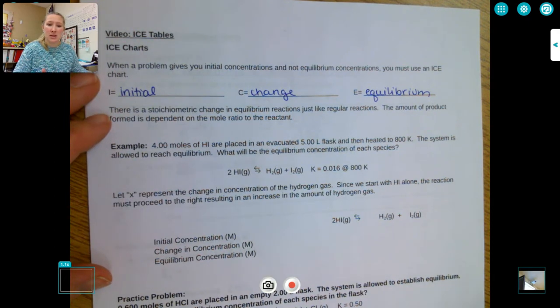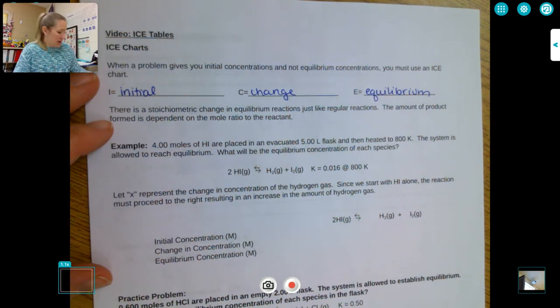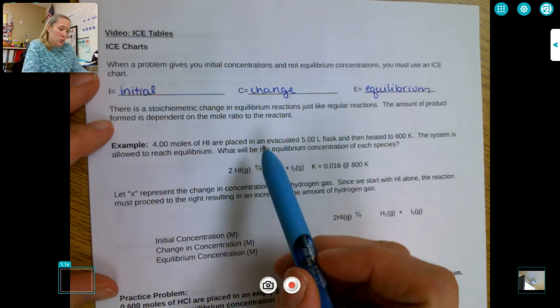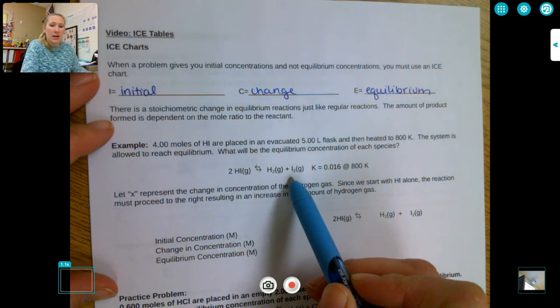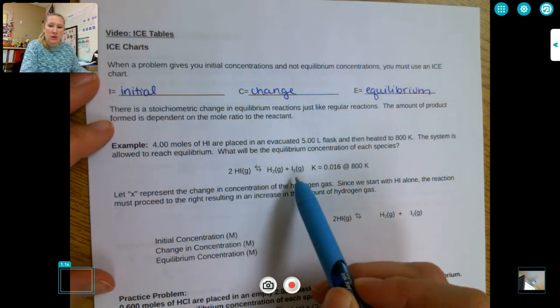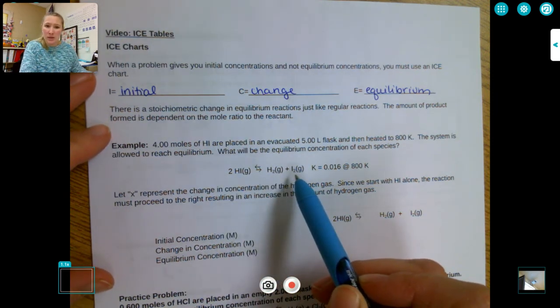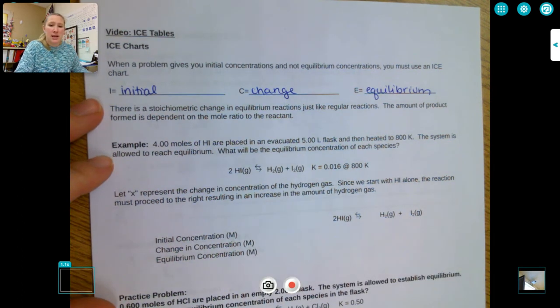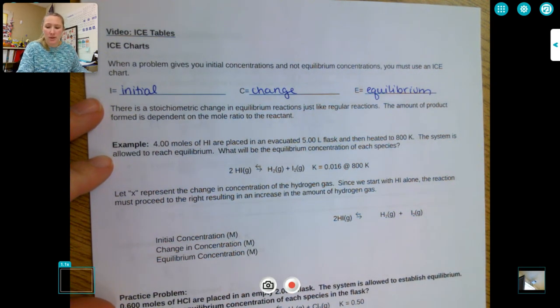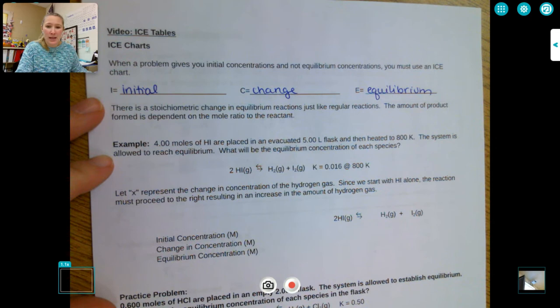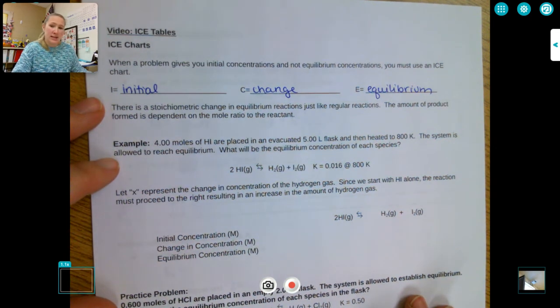Just like in anything else, there's a stoichiometric change in equilibrium reactions, just like regular reactions. And the amount of product formed is dependent upon the mole ratio of the reactant. And that's what we've been looking at, right? If we have a 2 in our reactants and a 1 in each of our products, it's going to have a 2 to 1 to 1 ratio. So that's nothing new. So let's look at what kind of questions we can get asked, and then how we are going to set this up based off of our new information.